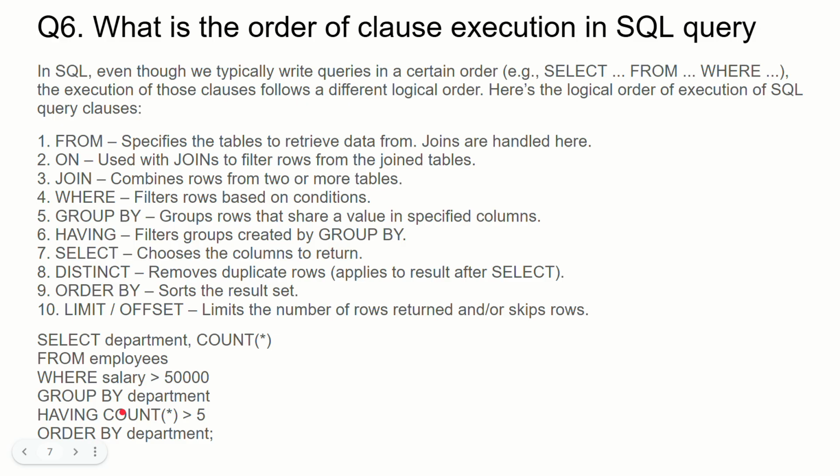So here, first of all, FROM will be executed. We will be informing that from employee we have to refer to the employee table. Then WHERE will be executed to filter only the records where salary is greater than 50,000. Then GROUP BY and HAVING clauses will be executed, and then SELECT will be executed so that we have a result set. On that result set we will be doing ORDER BY or LIMIT or OFFSET.